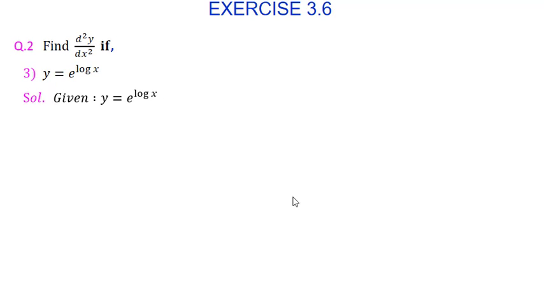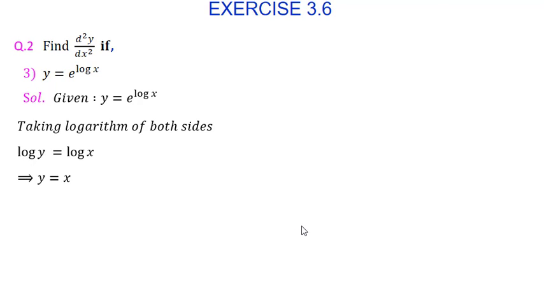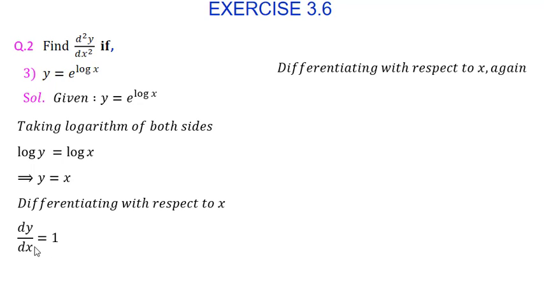y is equal to e power log x. So here, first I take log on both the sides. That gives me log y is equal to log x. This log I can cancel and I get y is equal to x. So differentiating this with respect to x, we get dy upon dx is equal to 1. Now again when we differentiate this dy upon dx with respect to x, we get d square y upon dx square is equal to 0.